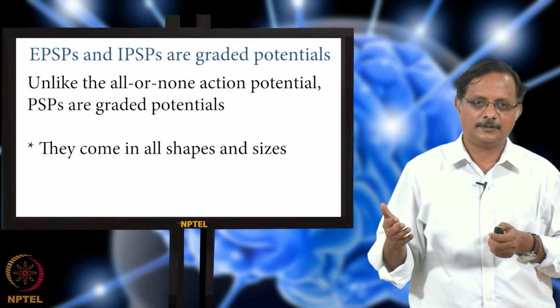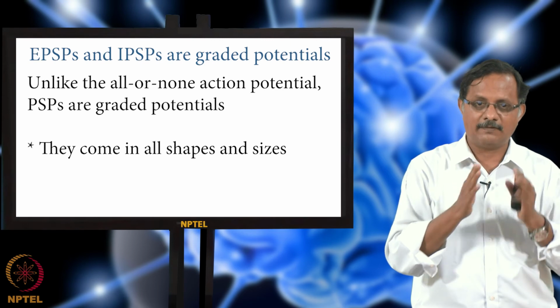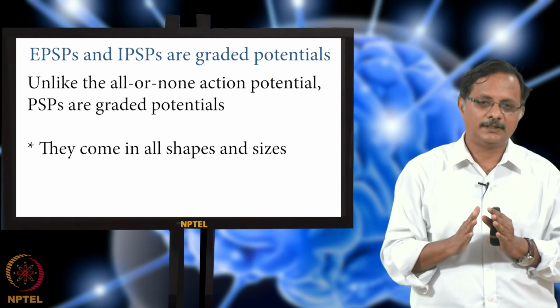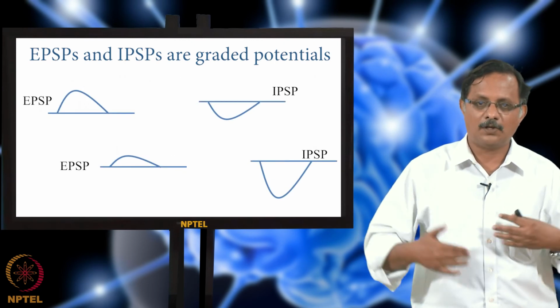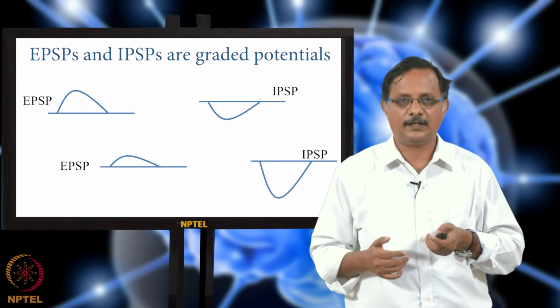Now, the PSPs, both EPSPs and IPSPs, are graded potentials. That means, unlike the action potentials which have a fixed size and shape, the PSPs come in all shapes and sizes. They can be positive or negative, they can be small or big, as you can see in some of these cartoon diagrams on this slide.